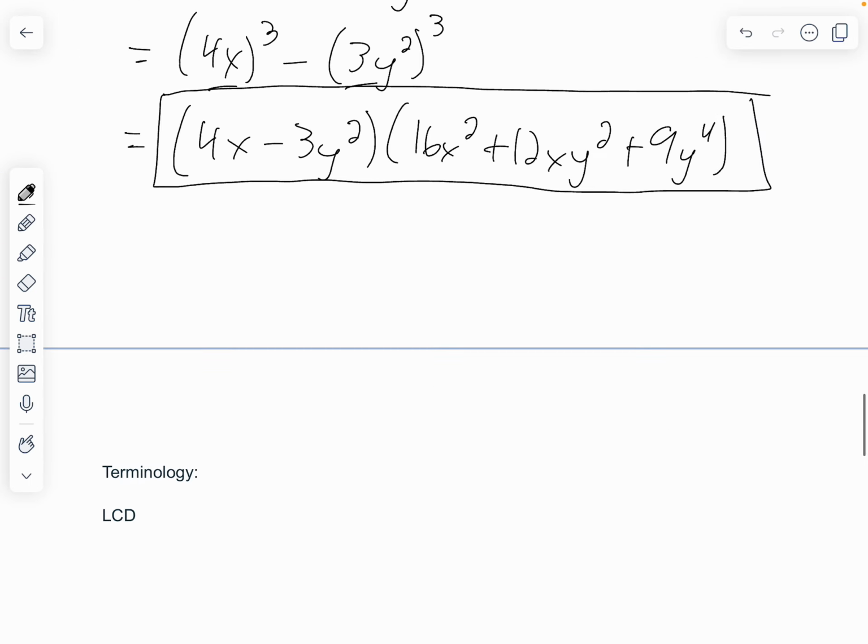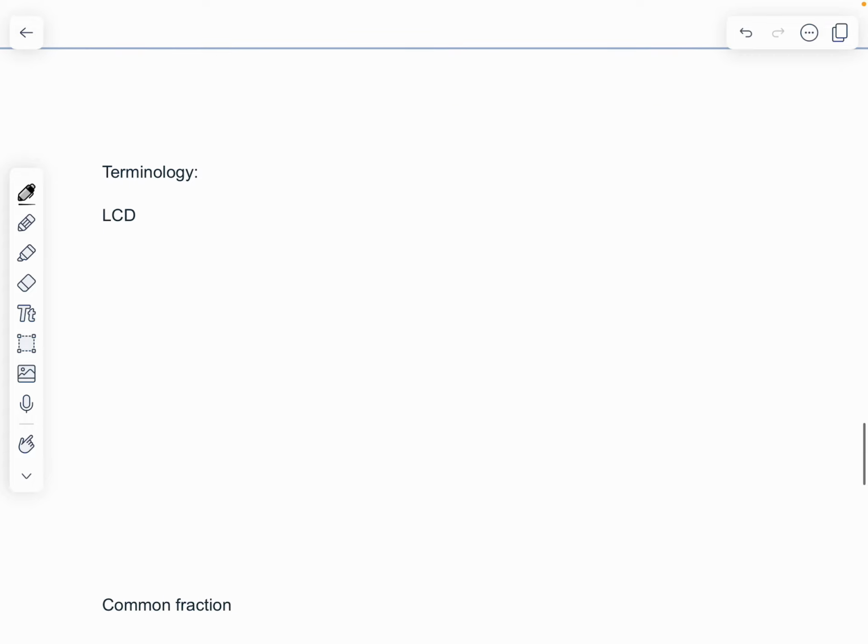So, speaking of canceling things out and simplifying, a few more terms you need to know. LCD stands for least or lowest common denominator. So least or lowest. That's a terrible W. Let's see if we can do better. Least or lowest common denominator.